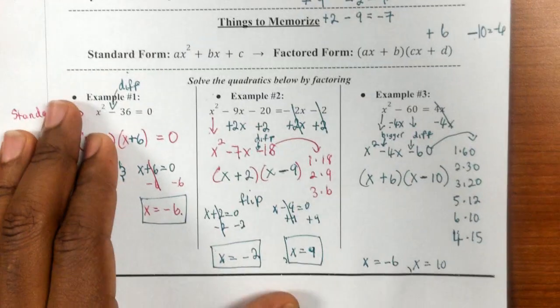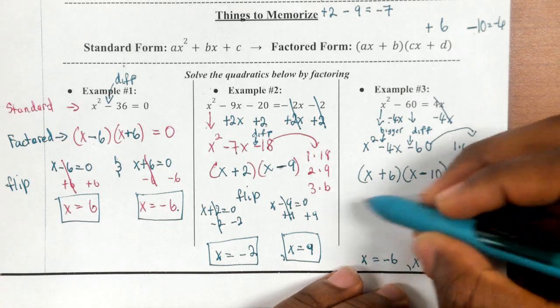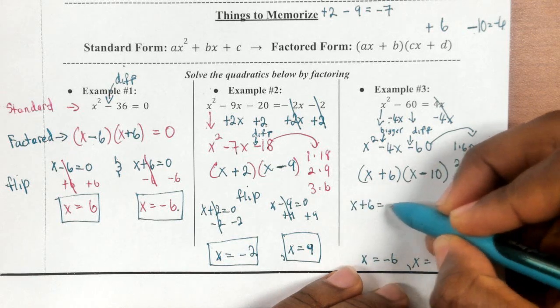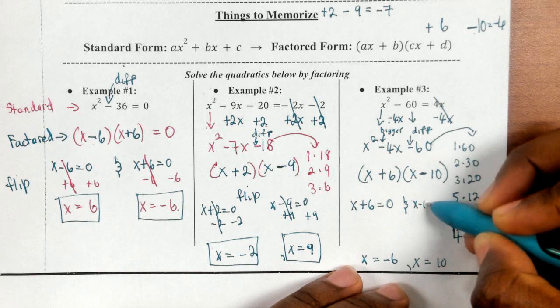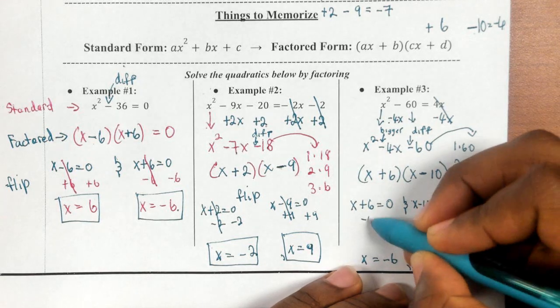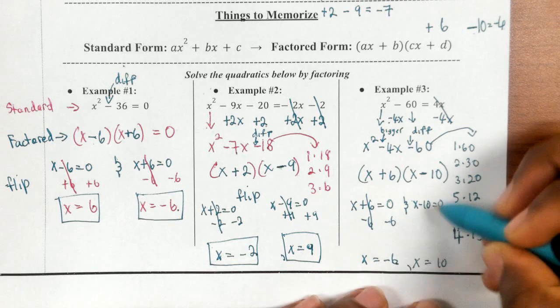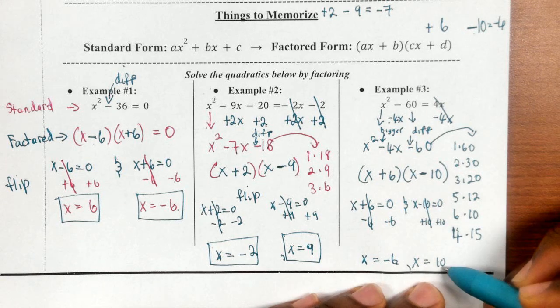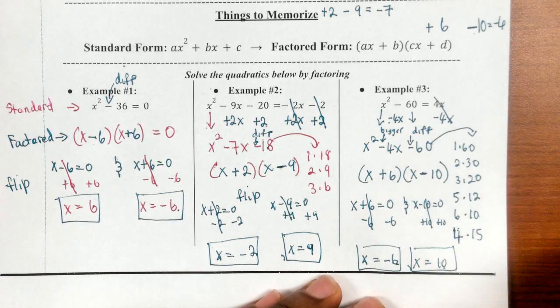So again, you get your two answers, -6, positive 10, by flipping these answers. Or what you are actually doing is setting each of these equal to 0. Alright, subtract 6, subtract 6. So that's how we got -6. Add 10, add 10. That's how we got positive 10. So these are our two answers. Alright, so again, just like that.